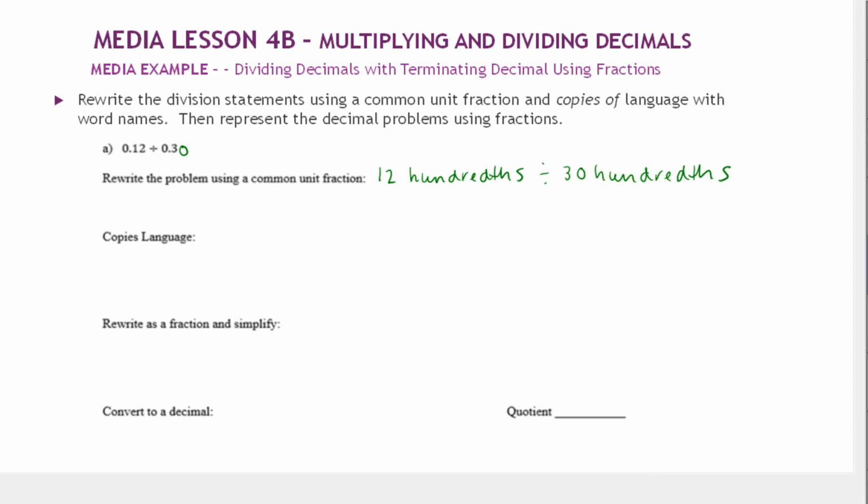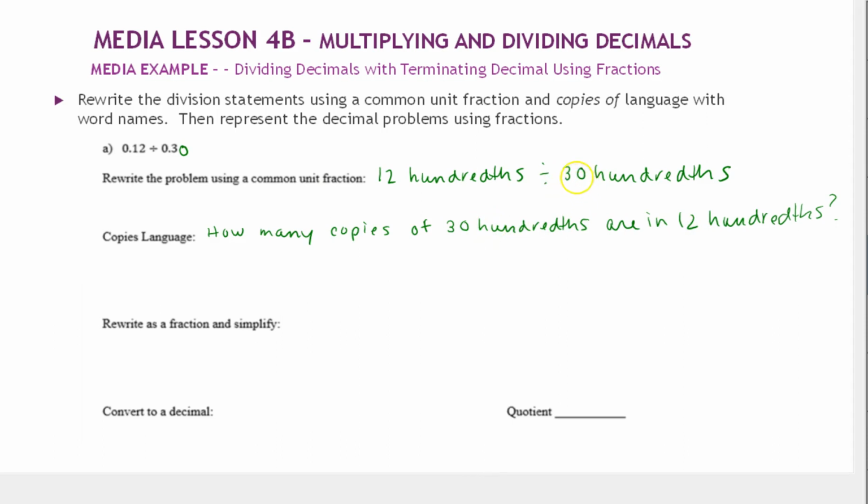Okay, so now let's think of this in copies language. This is asking how many copies of 30 hundredths are in 12 hundredths. Okay. So this language can start to get confusing with division when our answer is going to be less than 1, because you may have been tempted to reverse the 30 and the 12.